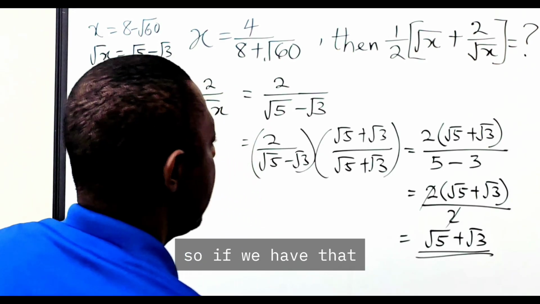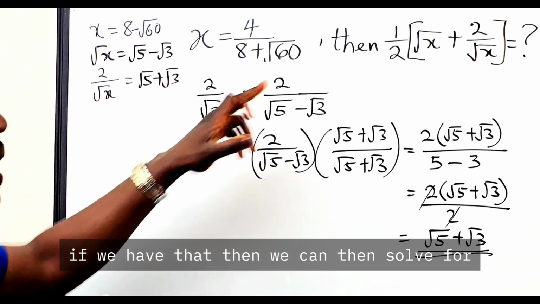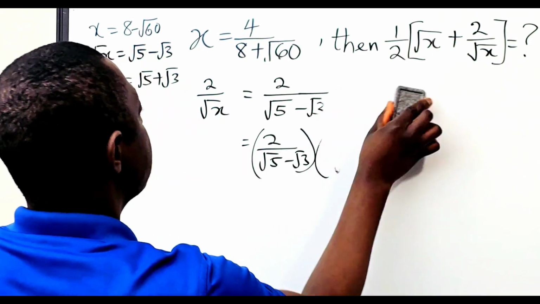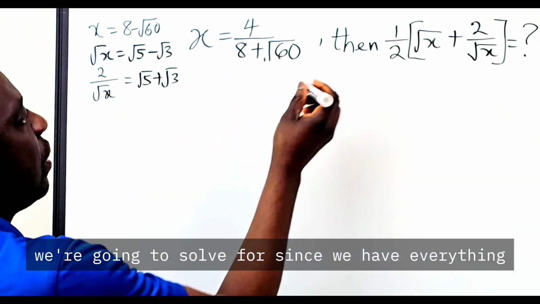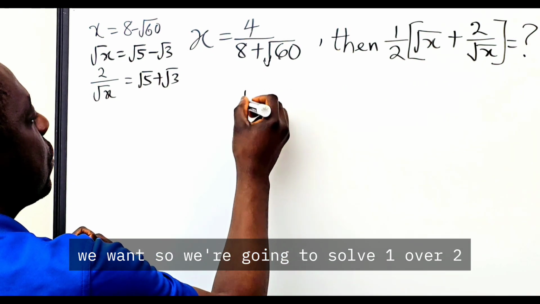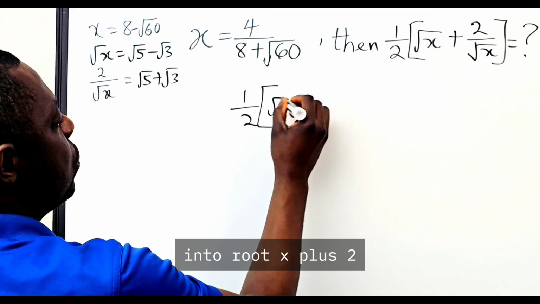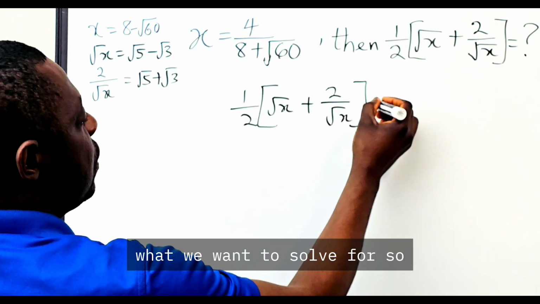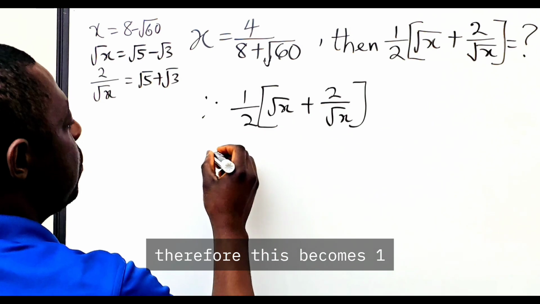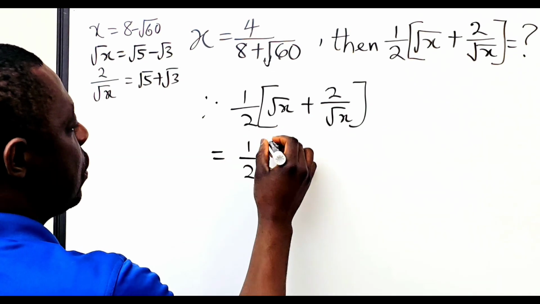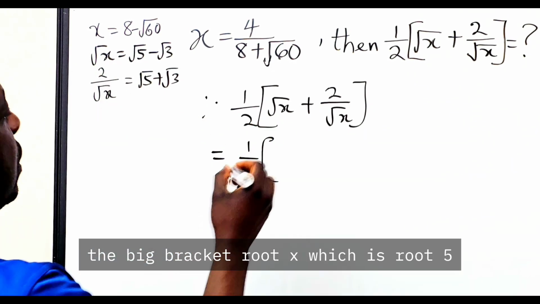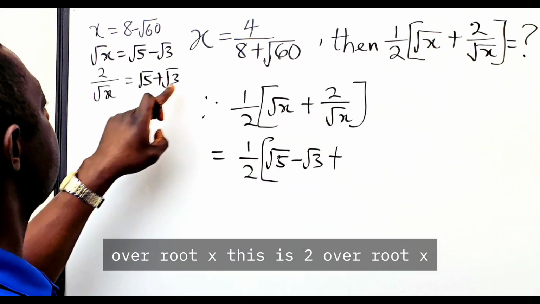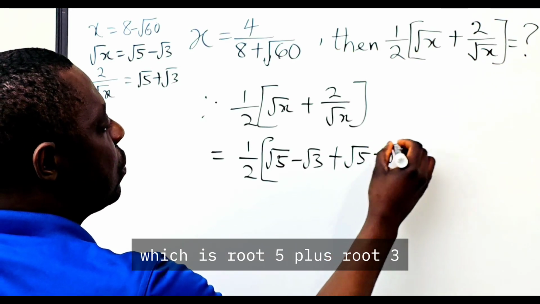So if we have that, then we can solve for this. Let's solve for that. Since we have everything we want, we're going to solve for 1 over 2 into root x plus 2 over root x. This is what we want to solve for. So therefore, this becomes 1 over 2, the big bracket, root x, which is root 5 minus root 3, plus 2 over root x, which is root 5 plus root 3.